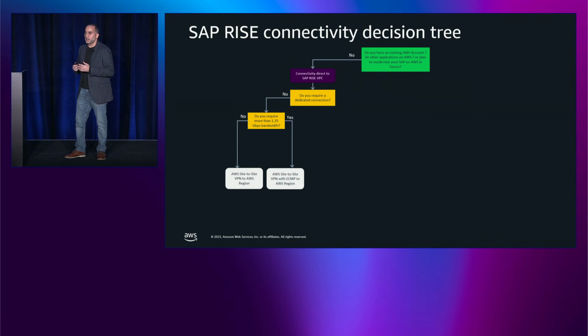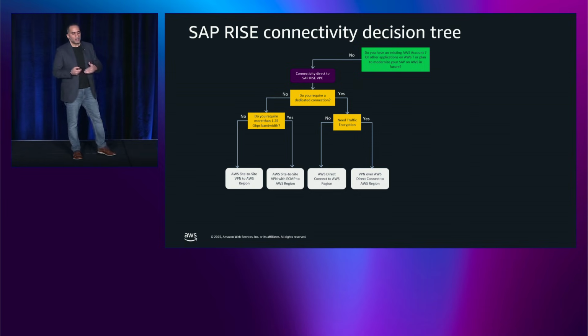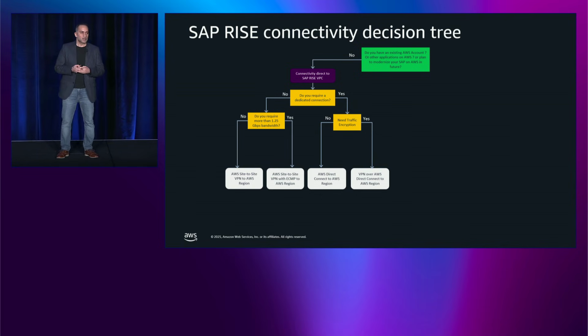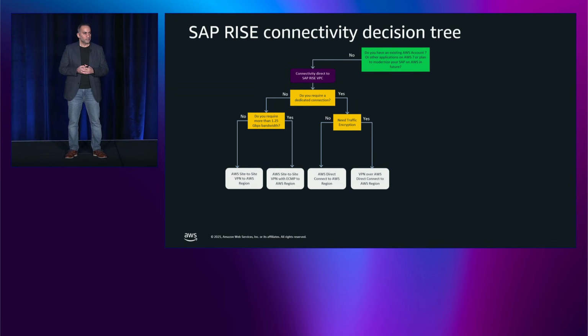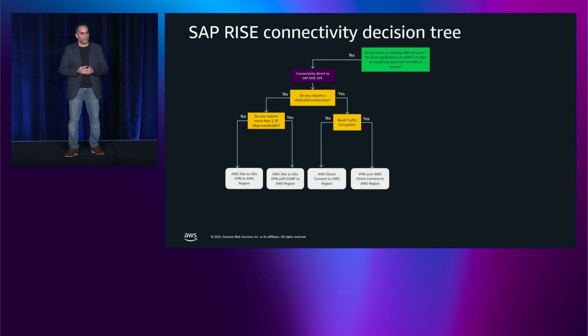If you do need a dedicated line and also require encryption, then VPN over AWS Direct Connect is the optimal choice. Otherwise, AWS Direct Connect can be used to connect to any AWS regions directly. Now let's take a look at the other half.